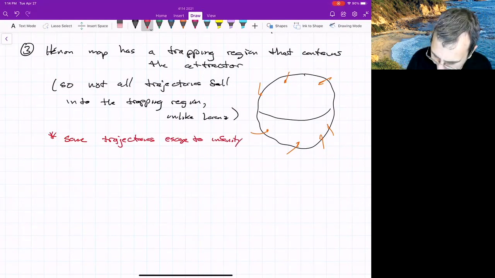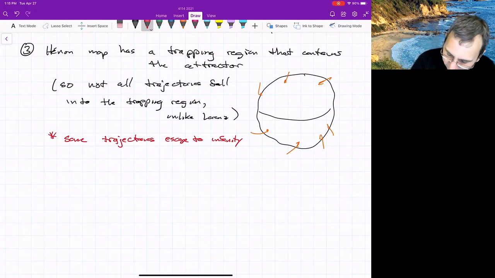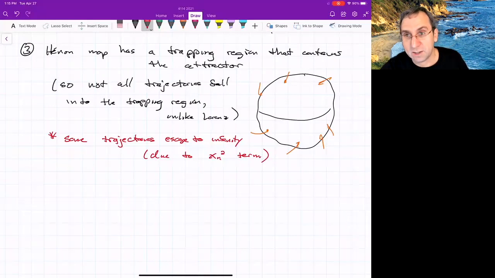And you could probably see that with the form of the map. Remember, it has that xn squared term, which means if xn is greater than 1, like much greater than 1, then the new xn will be much further away from the origin. So that's kind of the effect. It's due to that xn squared term. We also wouldn't have nonlinearity without that xn squared term.